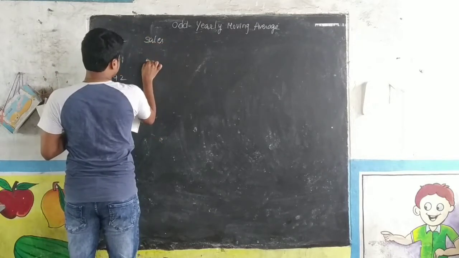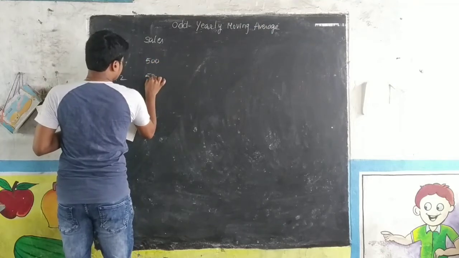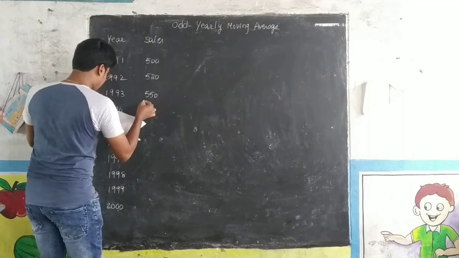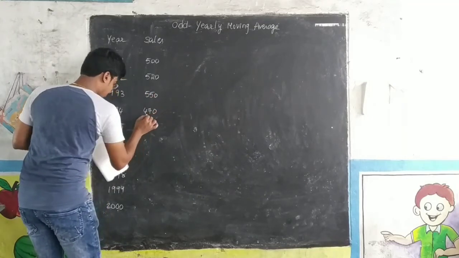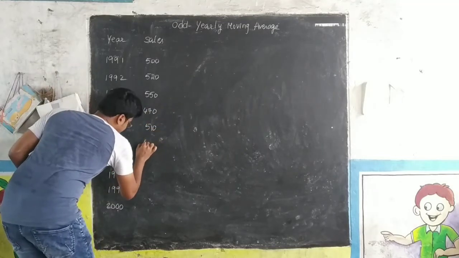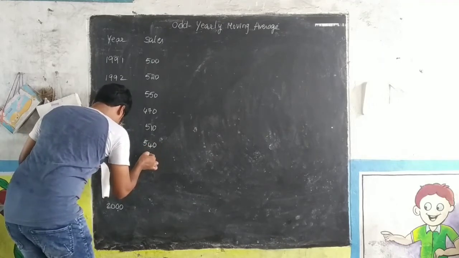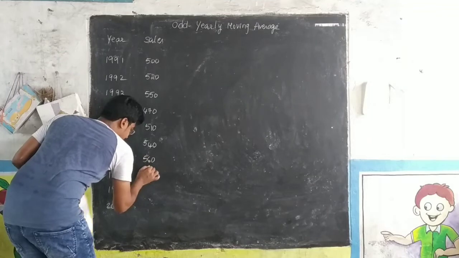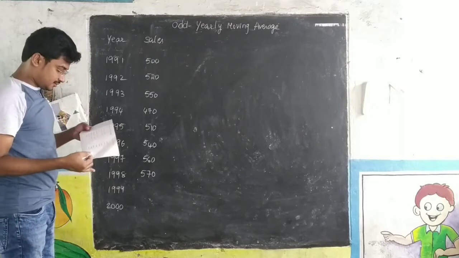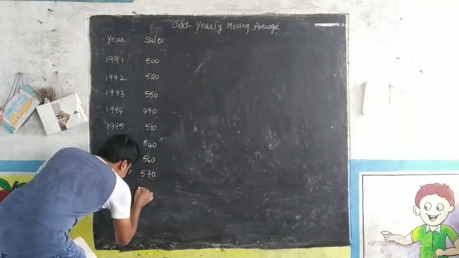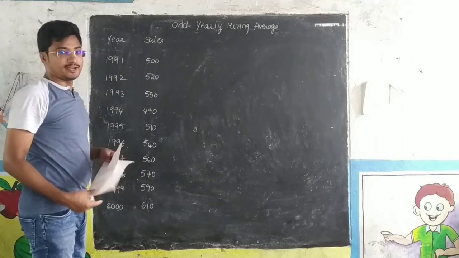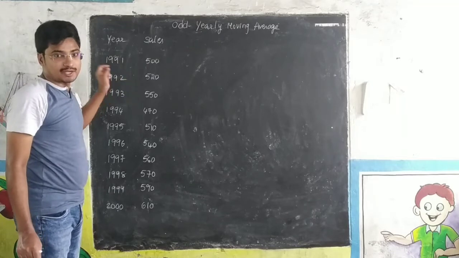Next, sales: 500, 520, 550, 470, 510, 540, 560, 570, 590 and 610. This is the given data. Note it down.